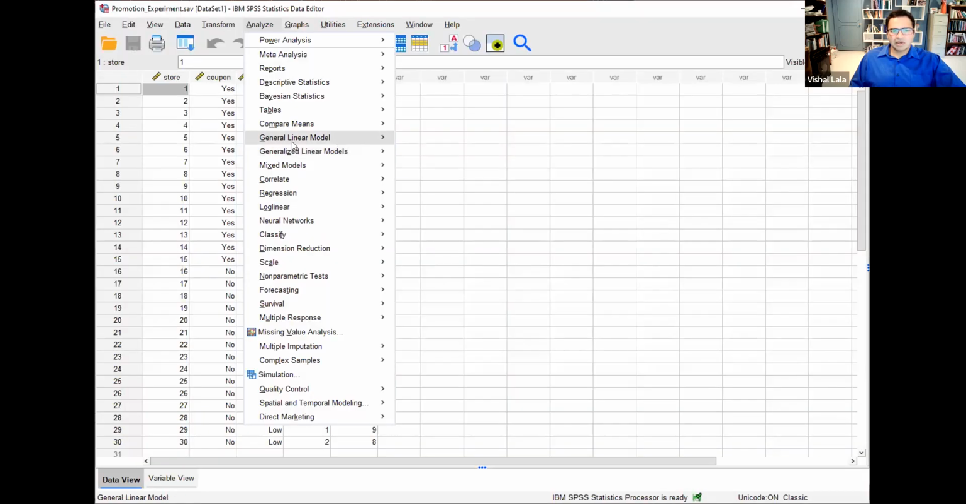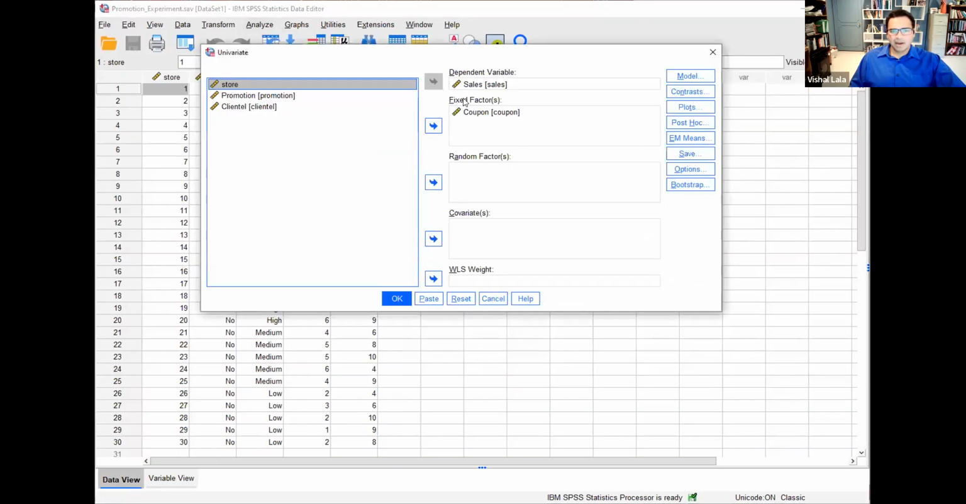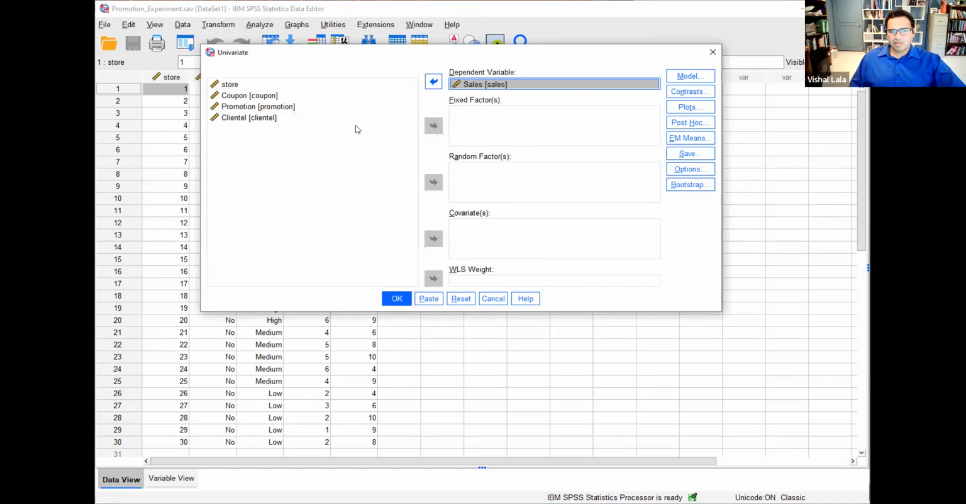Analyze, general linear model, univariate. We're off to the races here, but let me reset again. Our dependent variable is sales. The first thing we ran here was with just promotion. This time we'll include promotion and coupon. This is a two-way ANOVA.